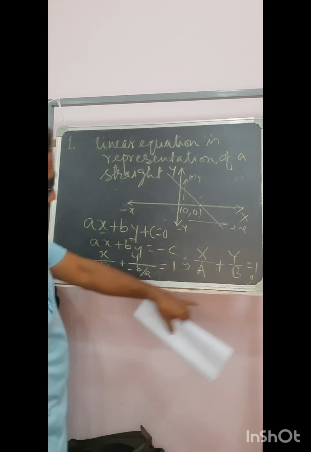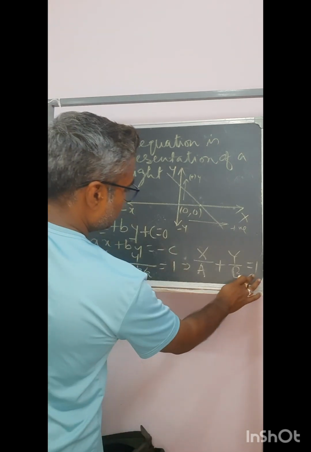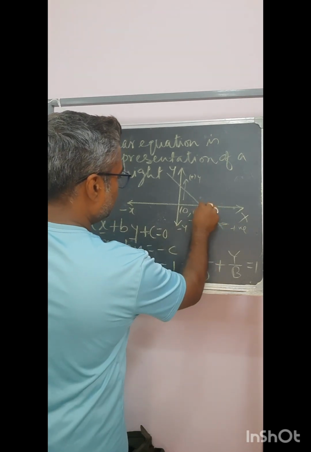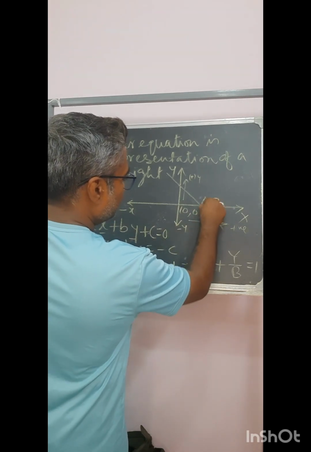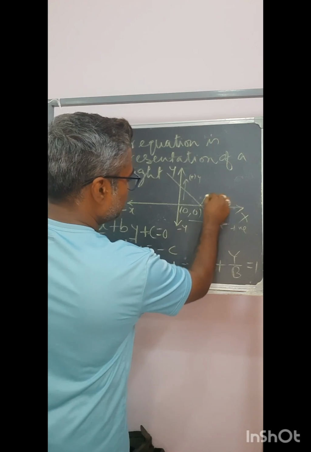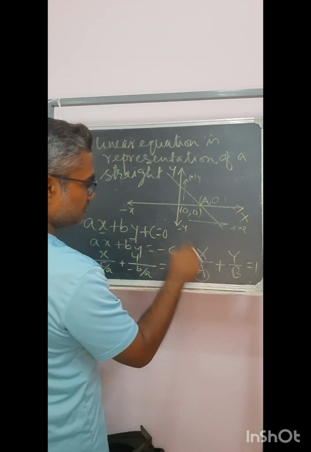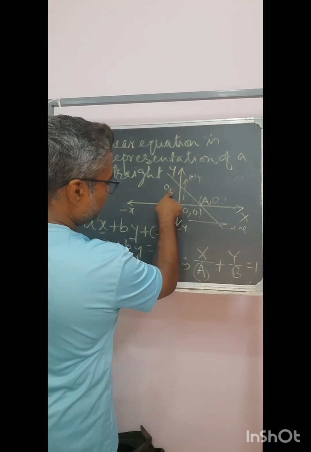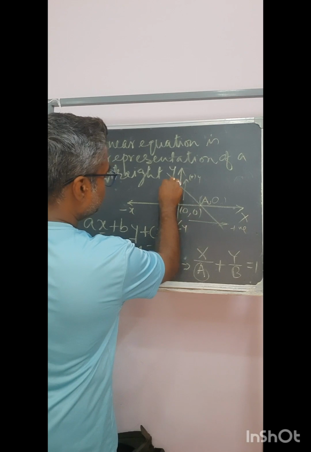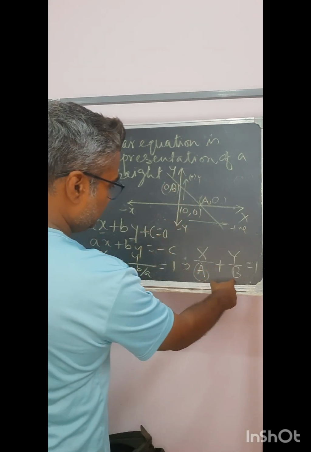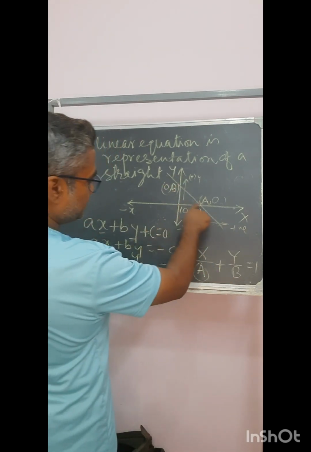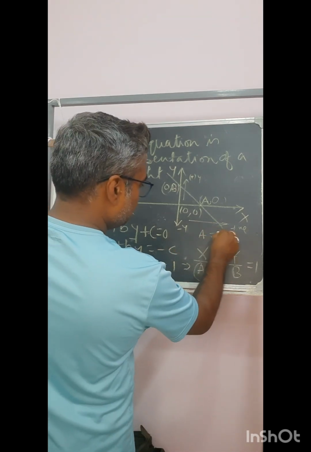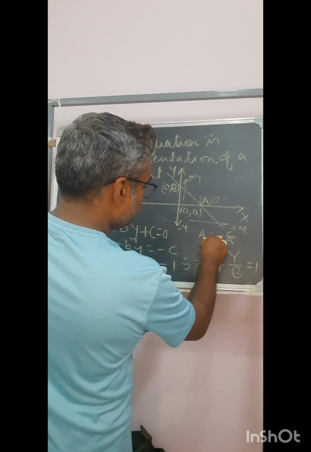If any linear equation can be brought to this form, then a is nothing but the intercept on the x axis. The coordinate of y would be 0 for anything on the x axis, and similarly the x intercept will be 0 but the y intercept will be b. So I can directly say the intercept on the x axis is a, and this is b. Here a is nothing but minus c by a, and b is nothing but minus c by b.